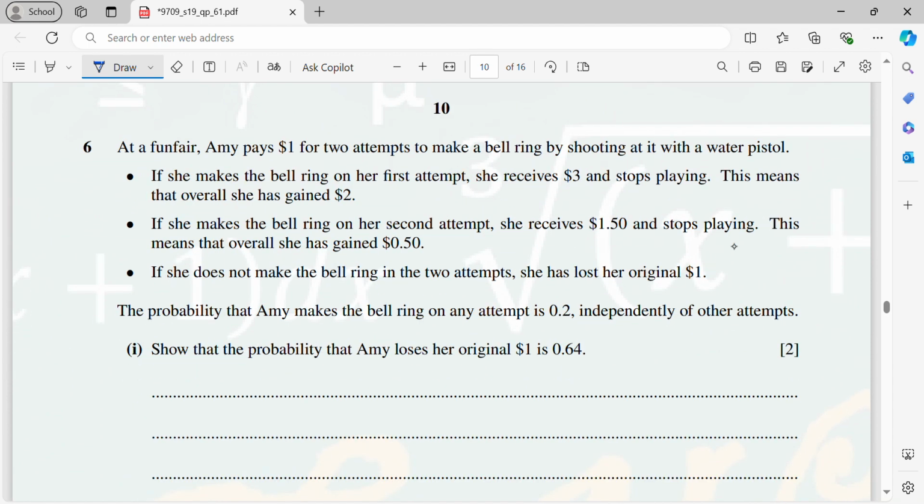Question 6. At a fun fair, Amy pays $1 for 2 attempts to make a bell ring by shooting at it with a water pistol. If she makes a bell ring on her first attempt, she receives $3 and stops playing. This means overall she has gained $2. Now if she makes the bell ring on her second attempt, she receives $1.50 and stops playing. Then she has gained 50 cents. If she does not make the bell ring in the 2 attempts, she has lost her original $1.